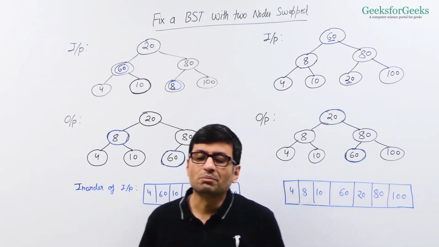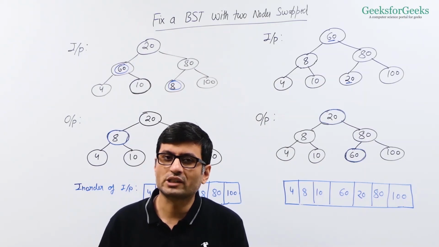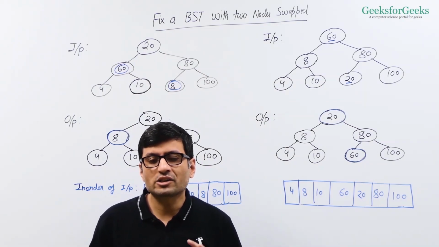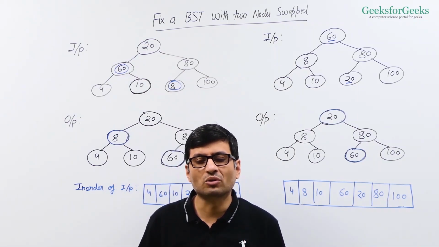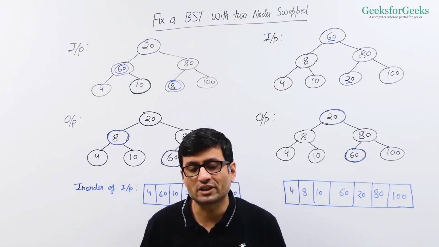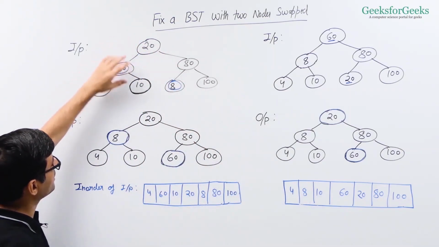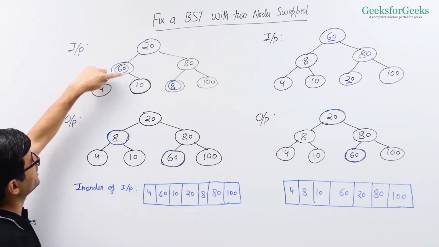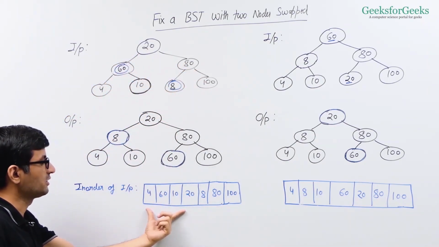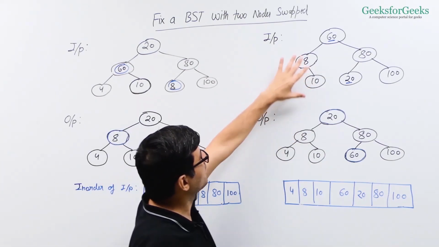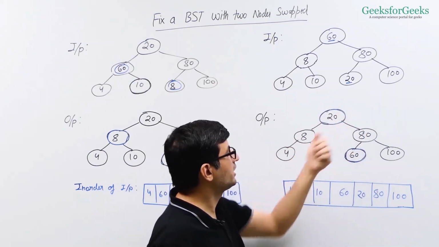So the idea is based on in-order traversal. Here again, we do an in-order traversal of the given tree, and a simple solution can be to store this in-order traversal in an array and then find the two nodes in the array, swapping which will make the array sorted. So I have the in-order traversal of this tree in this array. This is 4, 60, 10, 20, 8, 80 and 100. That's what we have in this first array. And in the second example, the in-order traversal will be 4, 8, 10, 60, 20, 80 and 100.